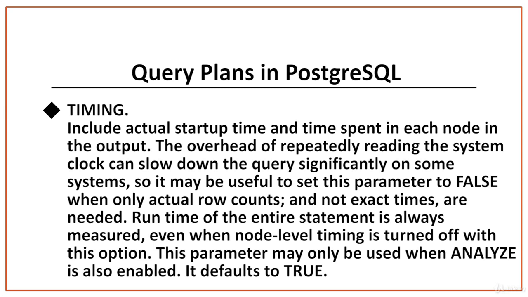TIMING. Include actual startup time and time spent in each node in the output. The overhead of repeatedly reading the system clock can slow down the query significantly on some systems, so it may be useful to set this parameter to false when only actual row counts and not exact times are needed. Runtime of the entire statement is always measured, even when node-level timing is turned off with this option. This parameter may only be used when ANALYZE is also enabled. It defaults to true.